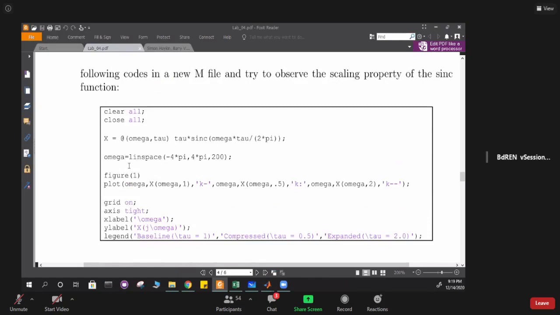Secondly, here we have done a comparison. Just here you can see that x has been declared with two variables, omega and tau, and then tau sinc omega tau by twice pi. If you can remember, this was our X(j omega). Now we have declared omega, and during the plot we have omega on the x-axis, then X(omega) is the function that has been supplied to it, and this one refers to tau. That means in the second case, this 0.5 is the tau, and in the third case, this 2 is the tau.